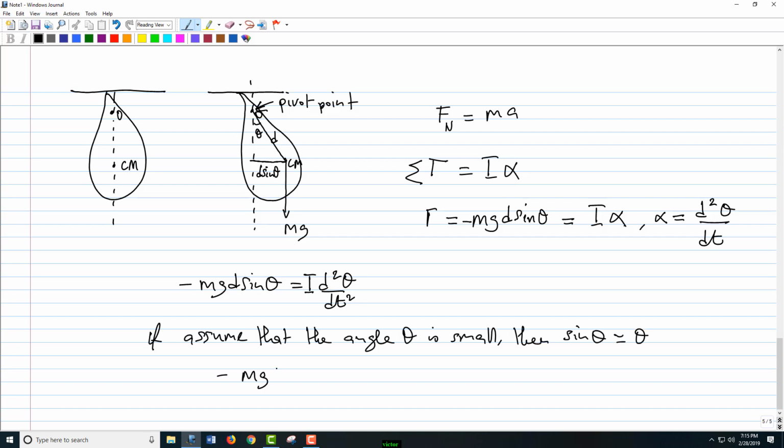So we can now write minus mg times d times theta to be equal to I d squared theta dt squared. Now let's rewrite this by putting mg times d divided by the rotational inertia together. Let's put parentheses around that, and we multiply that by the angle theta and set that equal to d squared theta dt squared.